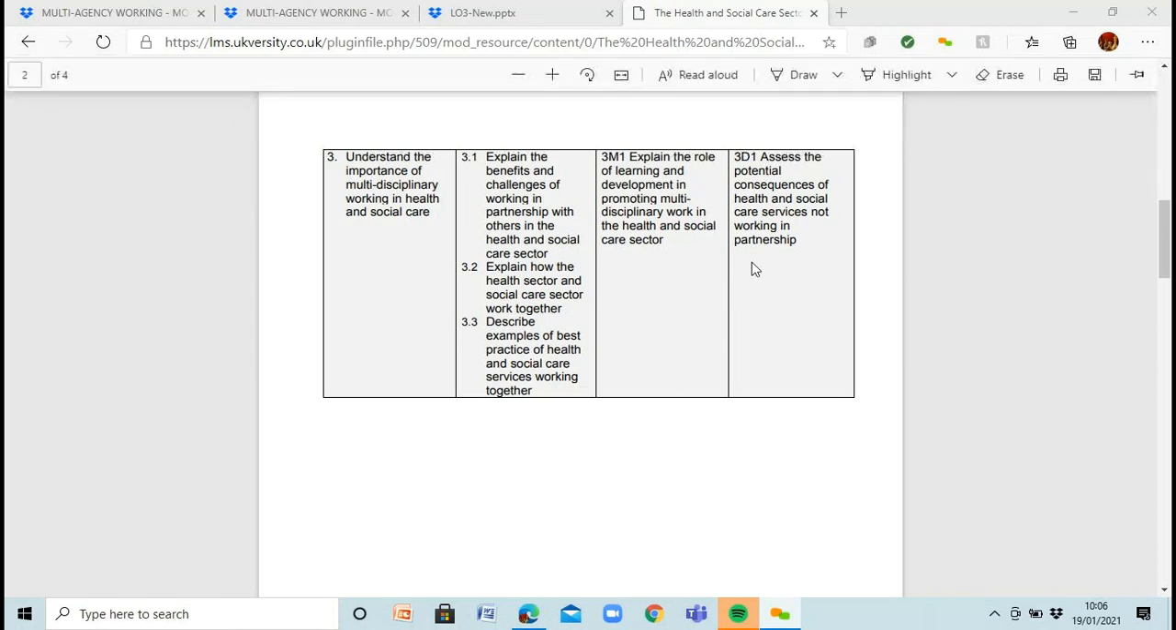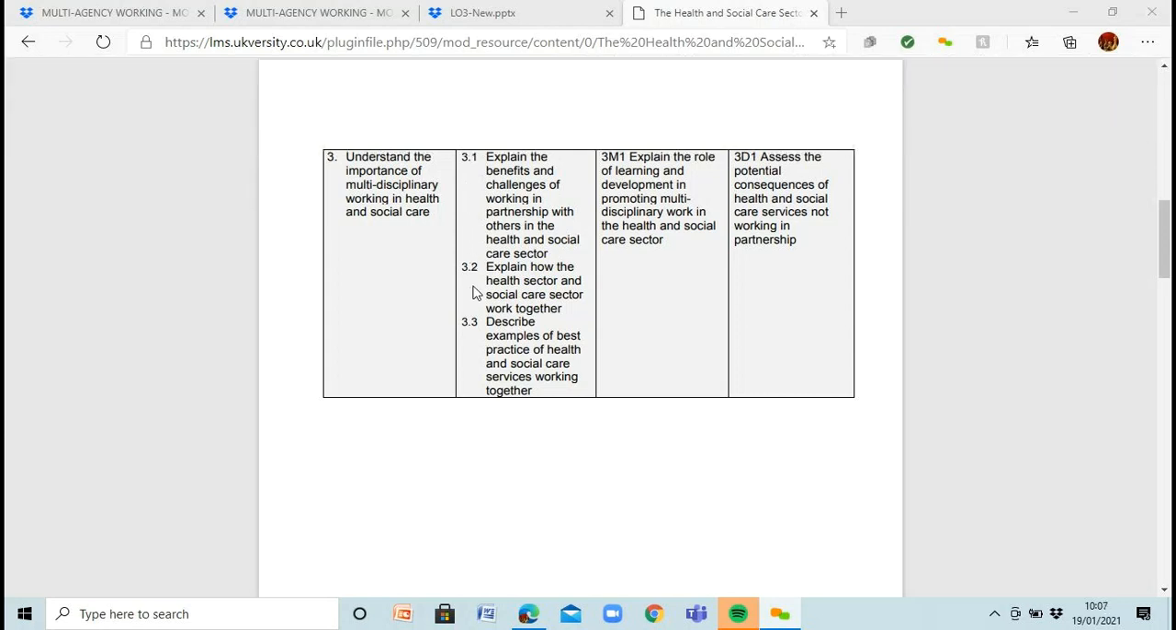So there's a number of assessment criteria in here. There are 3 assessment criteria for the pass criteria. So there's 3.1, explain the benefits of challenges of working in partnership with others in the health and social care sector. Then we'll look at 3.2, explain how the health and social care sector work together. 3.3, describe examples of best practice in health and social care services setting.